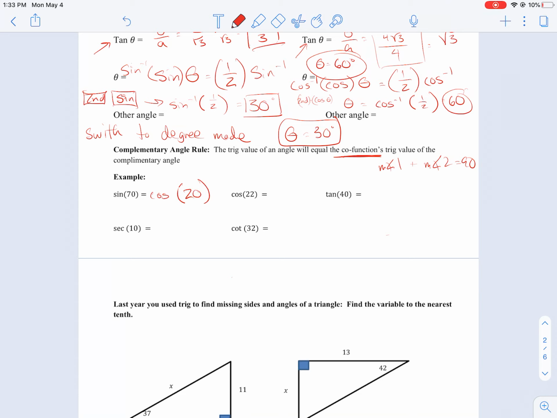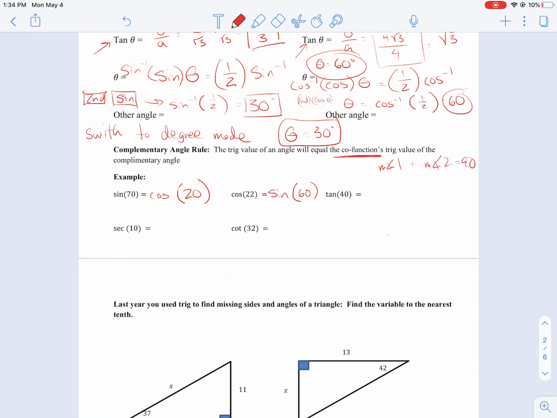So if you were to go to your calculator, type in sine of 70, and make sure you're in degree mode, you get 0.9396. Take the cosine of 20, and what do you get? You get the same thing. So the cosine of 22 is going to be the same as the sine, so 90 minus 22 is 68.